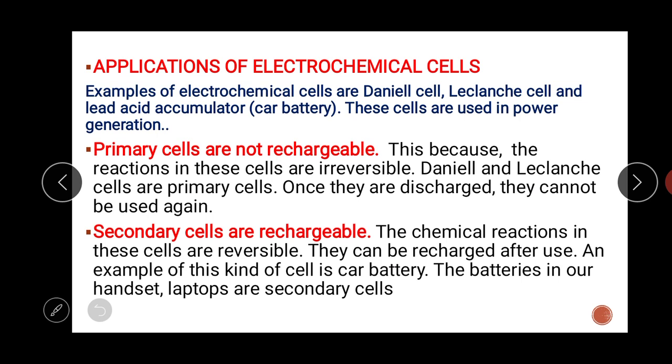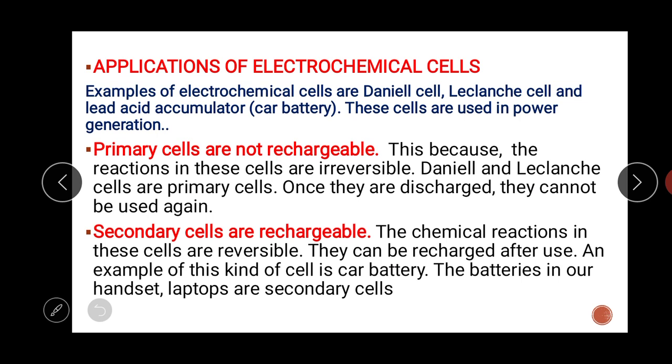That is why there are some batteries or cells that, when you use them, you can't use them again. They are spoiled. But there are some batteries that, when you use them, you can still charge them and use them again. That is the secondary cell, because the reaction in the half cells can be reversed. So the chemical reactions in these cells are reversible. That is why they can be recharged after use.